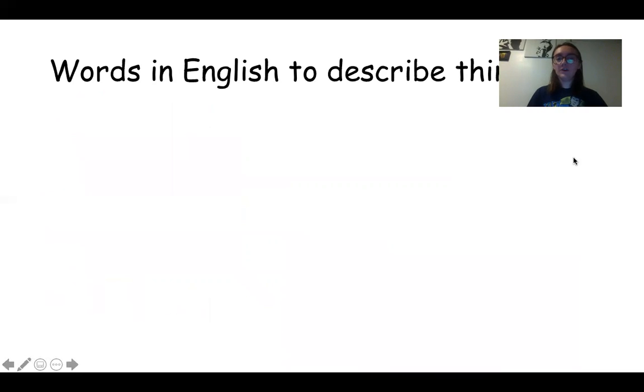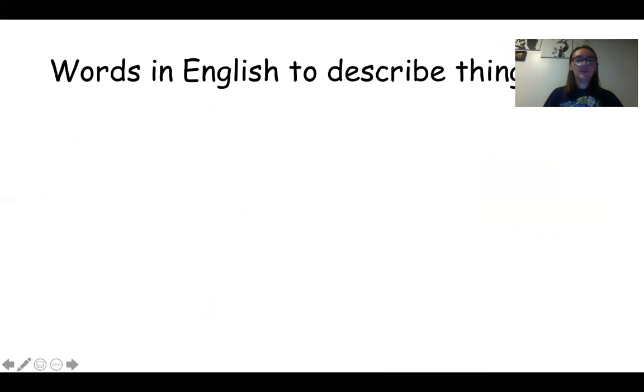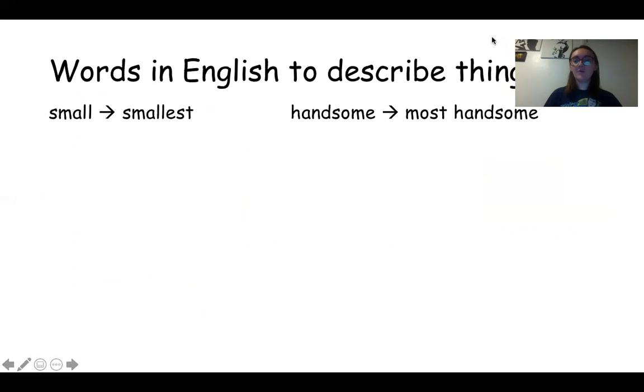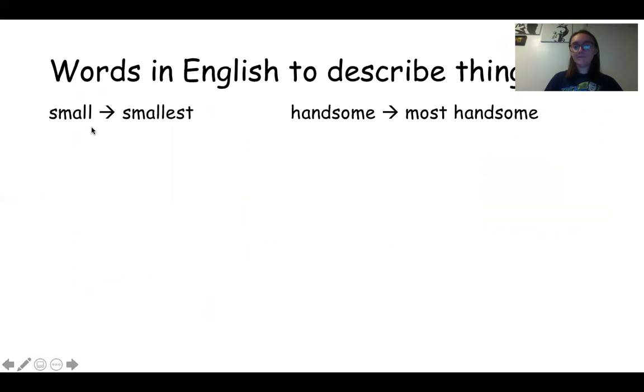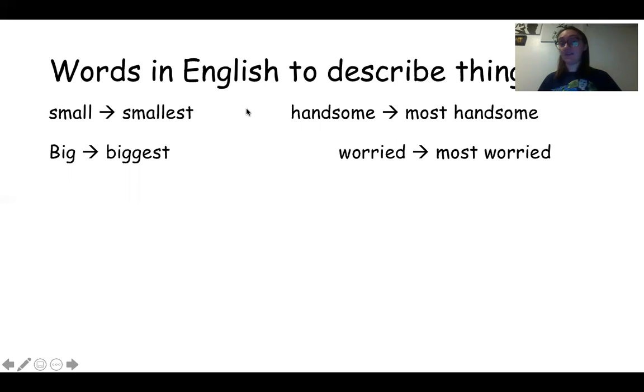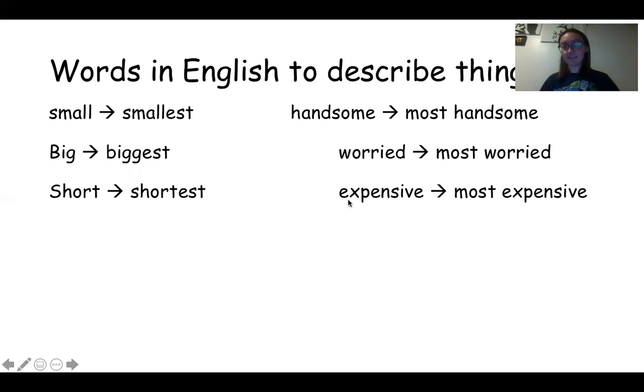So words in English to describe things. Let's just go over that really quickly. So we have the word small, right? Small, smallest. That's how we make it the most, right? To make it say, not only is it small, it's the smallest, it's the tiniest one. So then we have handsome. You would say most handsome. Big, you'd say biggest. Worried, most worried. Short, shortest. Expensive is most expensive.